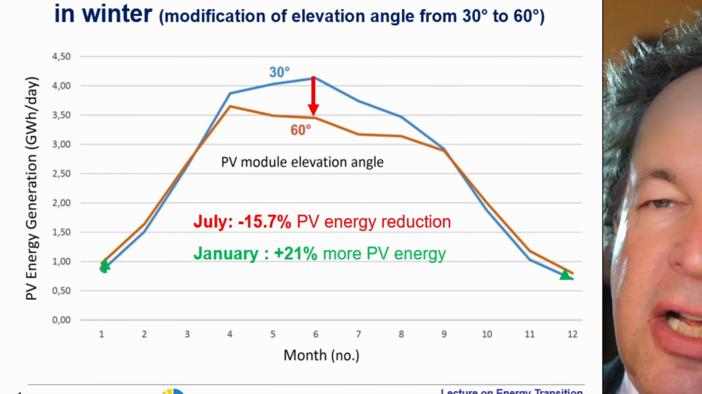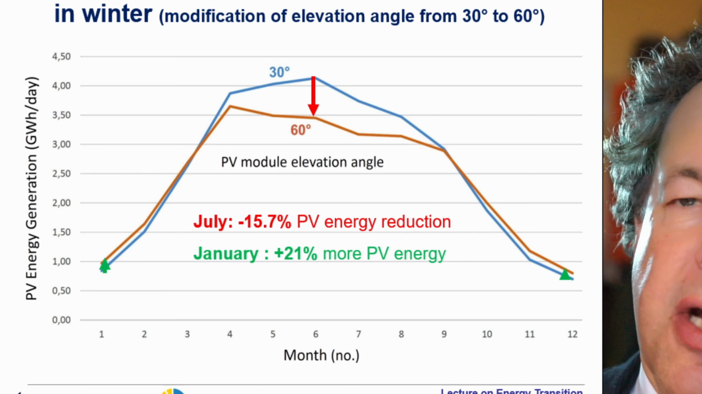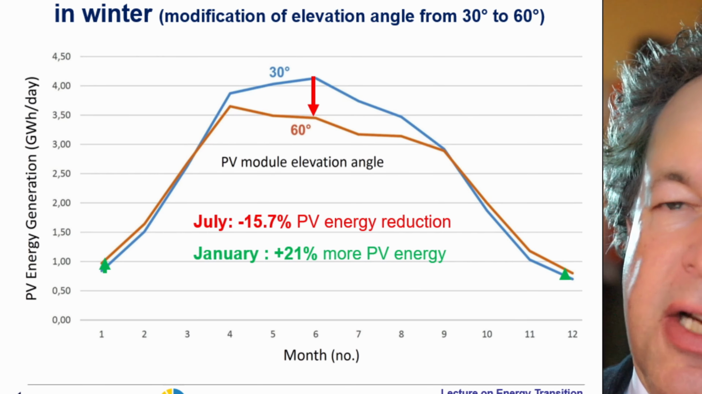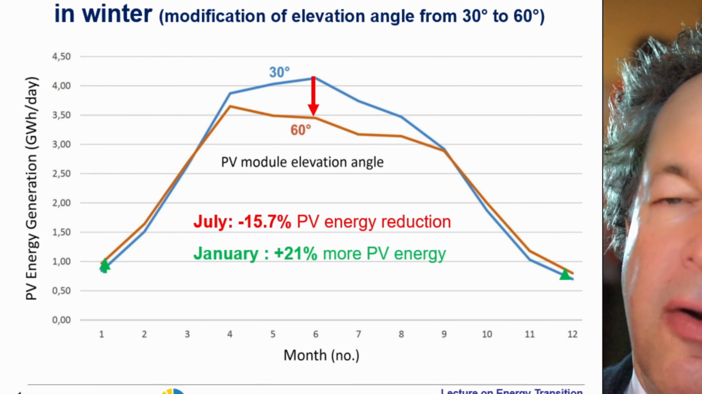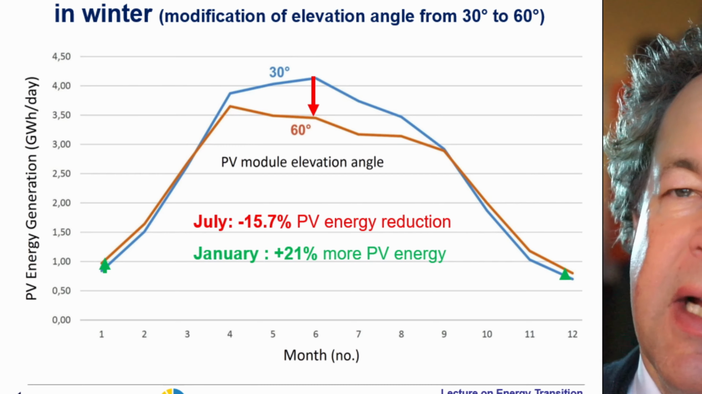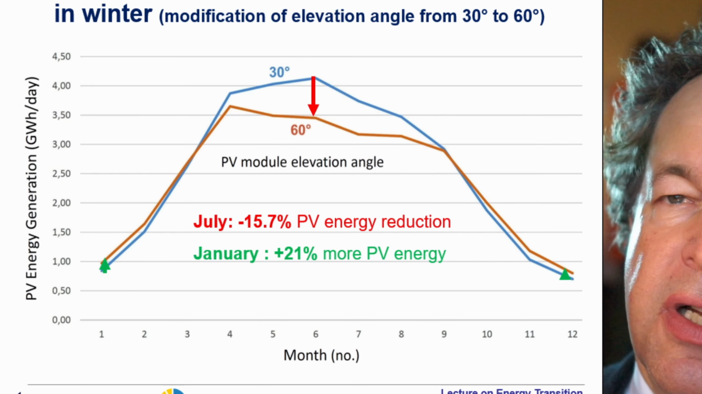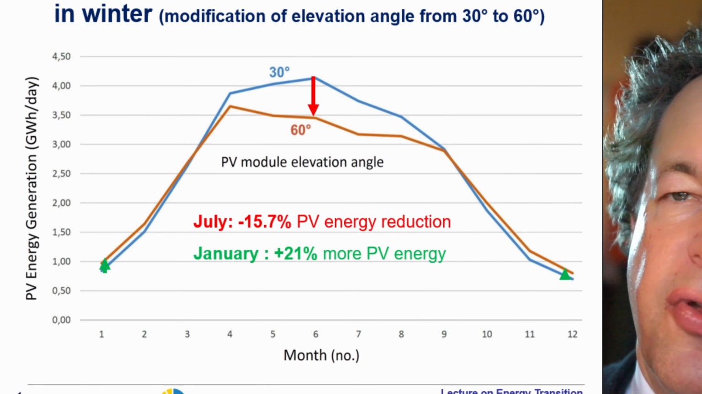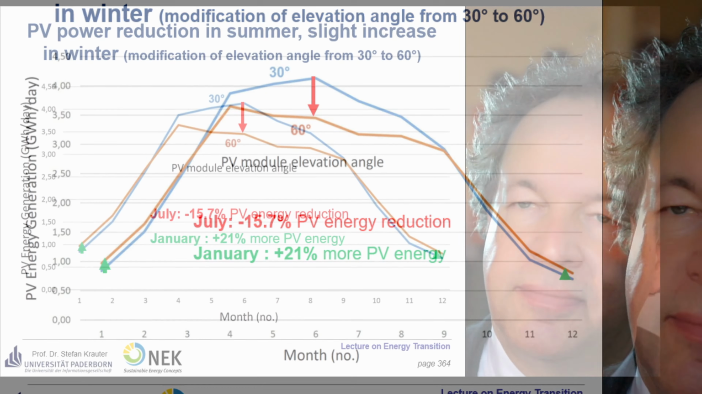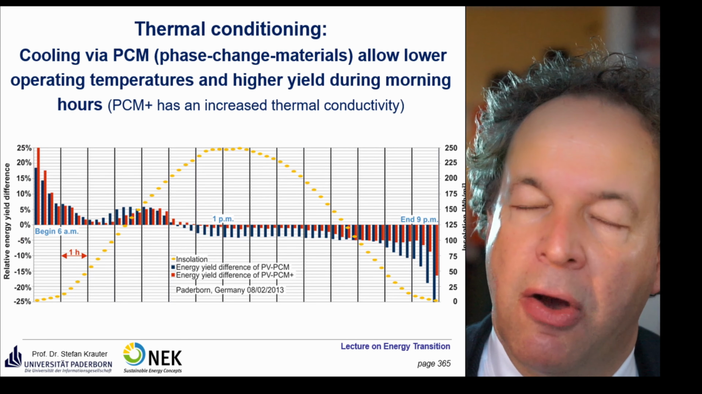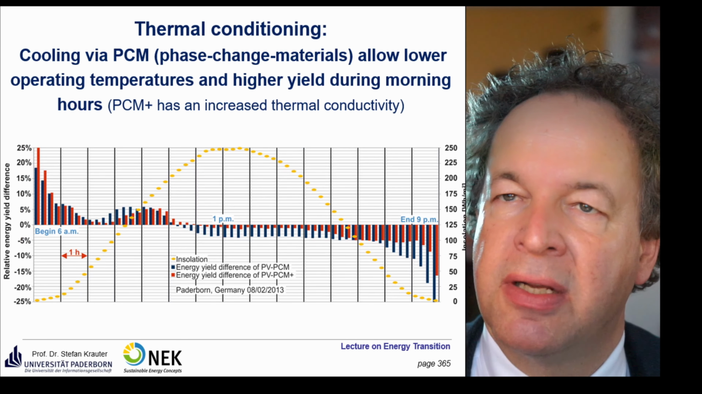It doesn't look like a lot here in January because the general level of photovoltaic energy production is quite low, but actually it's 21% more PV energy in January if you incline the PV modules to 60 degrees instead of 30 degrees. In summer, we would have a loss in the vicinity of 15.7% during that month.